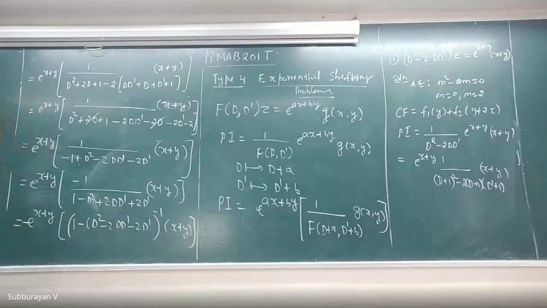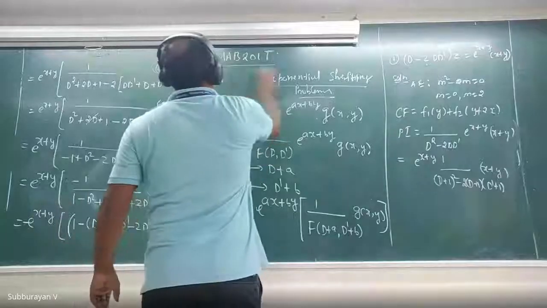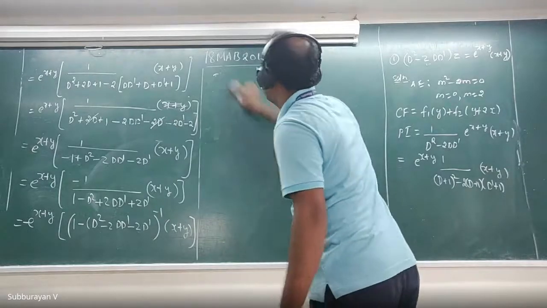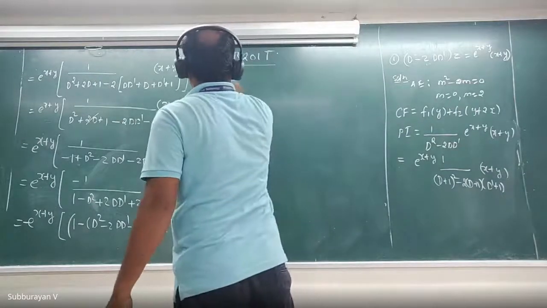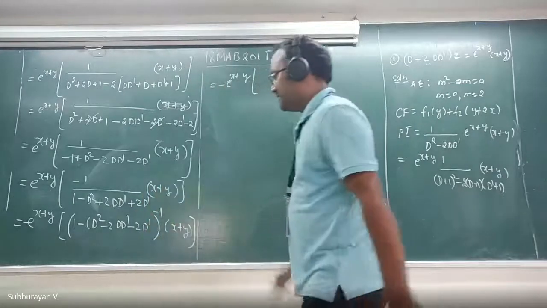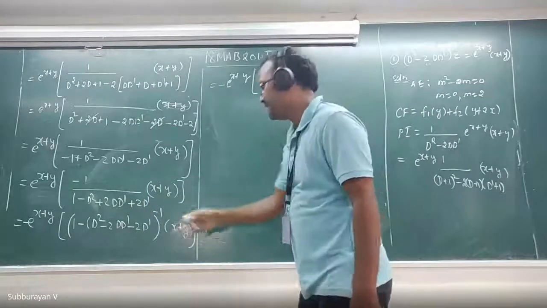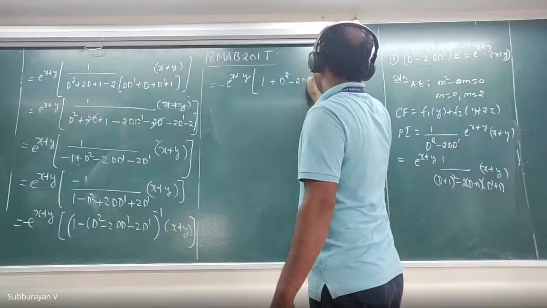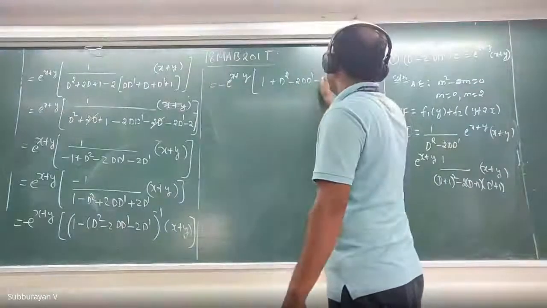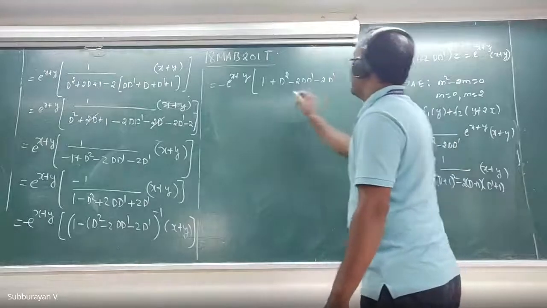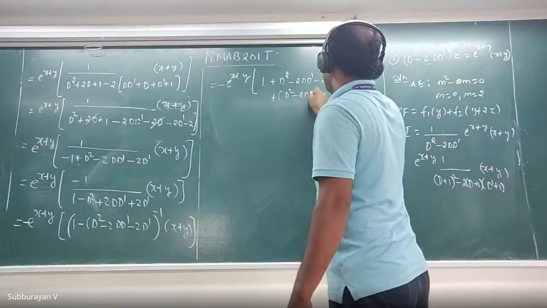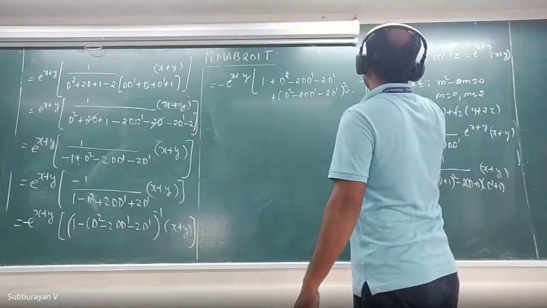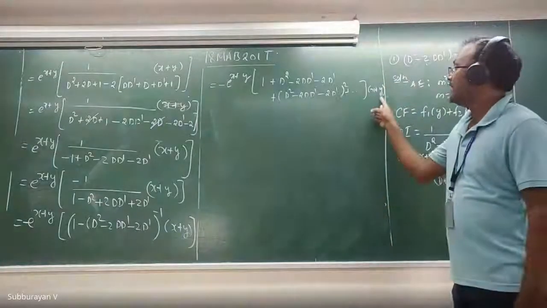By using the binomial series expansion, you can write it as minus e power x plus y. The first term is 1, second term is plus D square minus 2 D dash, and minus 2 D dash, plus D square minus 2 D dash minus 2 D dash the whole square, plus and so on, into x plus y. Okay, look at this.